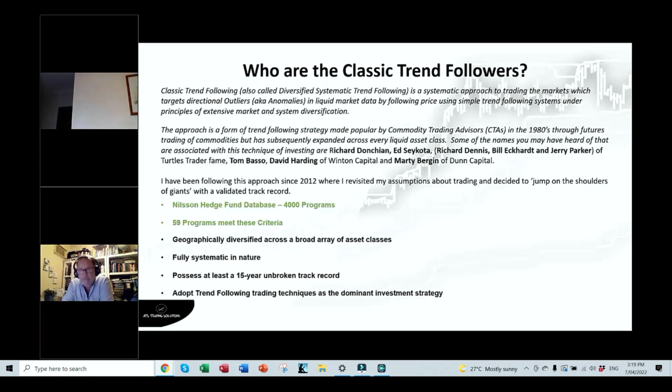Tom Basso, who I believe you've had or you're having at your conference. David Harding of Winton Capital, and Marty Bergin of Dunn Capital. Some of these funds you might have heard of. They're not really well known, to be honest with you. They tend to be shrouded by other big names, but they certainly have a demonstrable track record over 30, 40 years.